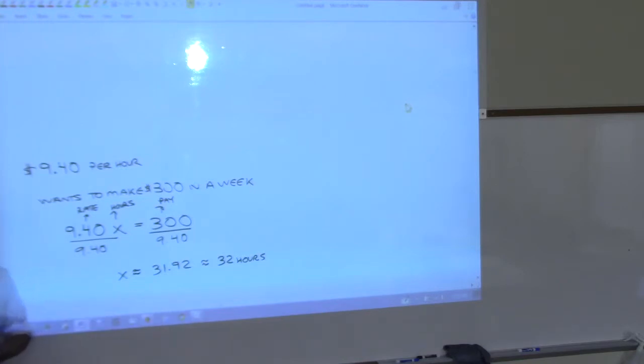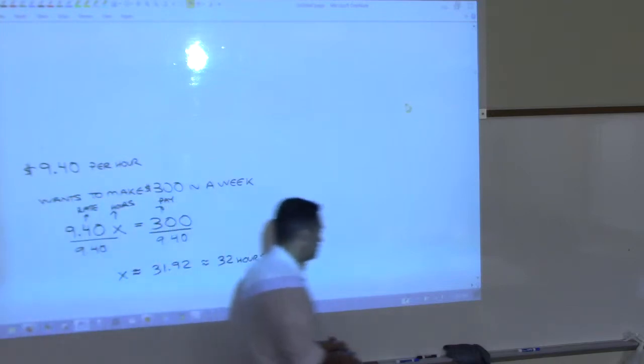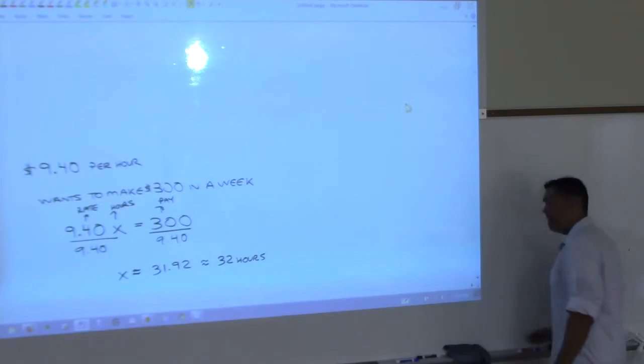So you said 300 divided by 9.4. Yes, you probably could have done that and not needed to write it as an equation. But sometimes in the real world, there are problems that are so complicated that you can't just do a quick calculation. You have to do a lot of other stuff in order to figure out what the answer is. Let me give you an example.